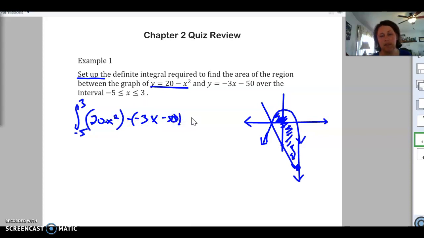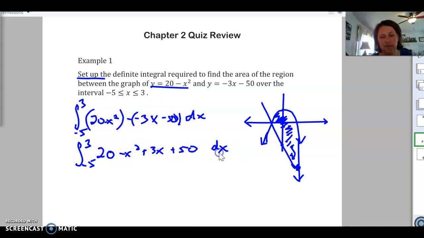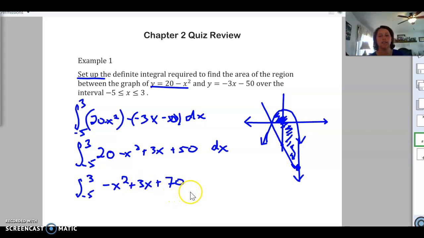dx. I'm going to simplify this down as much as I can to give myself a good answer. I don't want to take any chances on missing something. So we have 20 minus x squared. And then I'm going to distribute that negative sign, so it's going to make it a plus 3x and a plus 50. And I still have my dx out here. Now combining like terms, I'm going to have the integral from negative 5 to 3 of negative x squared plus 3x, and then plus 70, ooh, I forgot an x, plus 3x plus 70, and then dx.